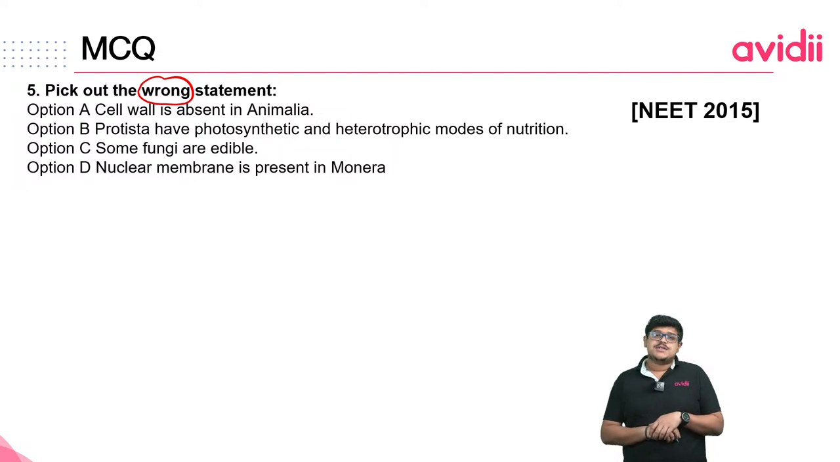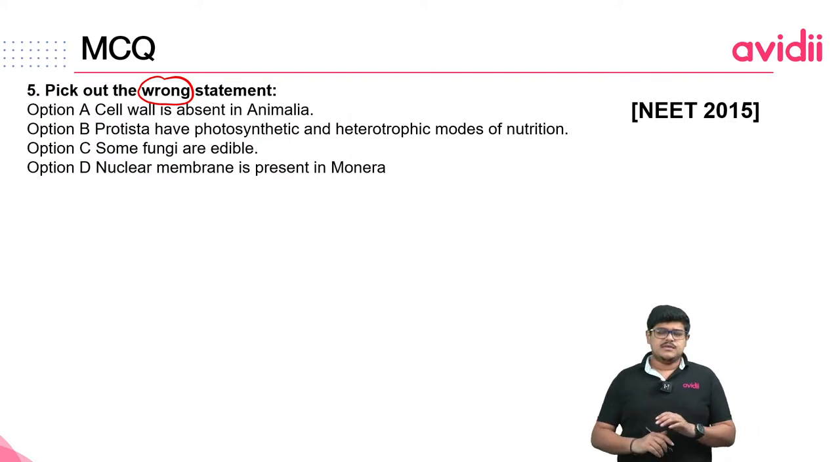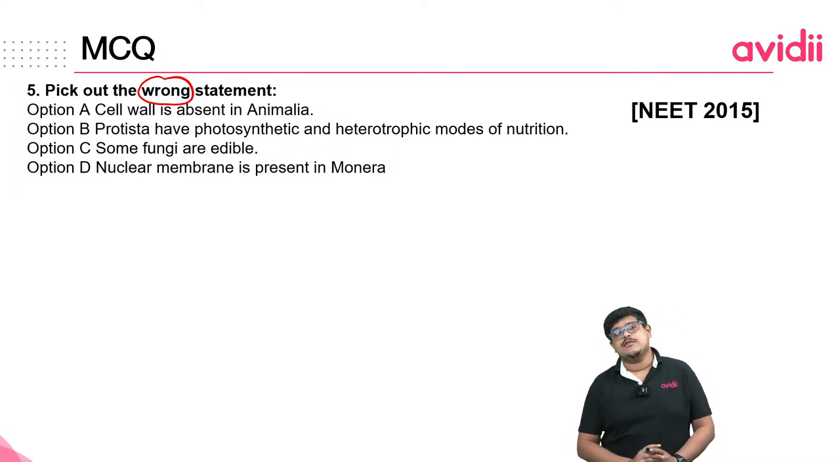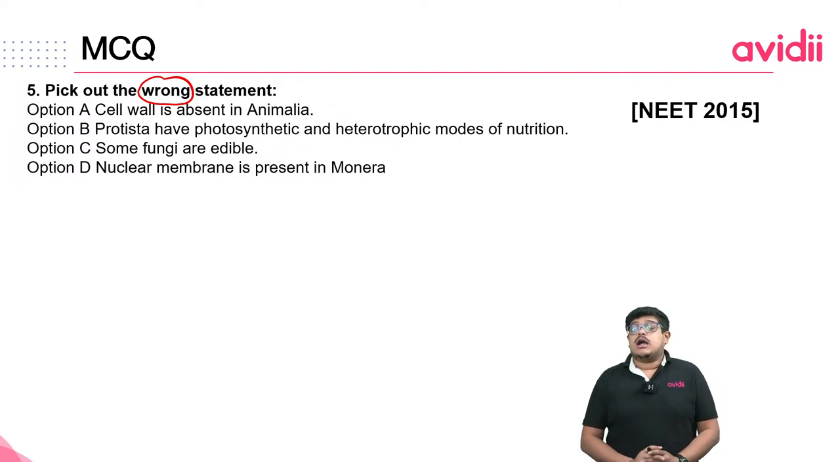Cell wall is absent in Animalia. Yes, if we observe that, we are not having the cell wall present in animals, but we are having it in case of prokaryotes and in case of plant cells. The question might come: why not in case of animals? Due to the conditions where they live.